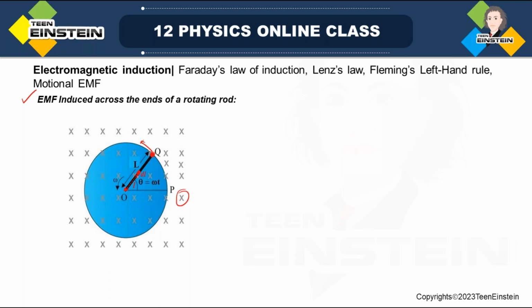So there will be separation of charges. Relatively positive charges will be near the O, and relatively negative charges, our electrons, since it is a conducting rod, will be pushed towards the Q. There will be charge separation, and wherever there is charge separation, there will be EMF developed. That is the reason why EMF will be induced across the ends of this rod when it is rotated in a uniform magnetic field.